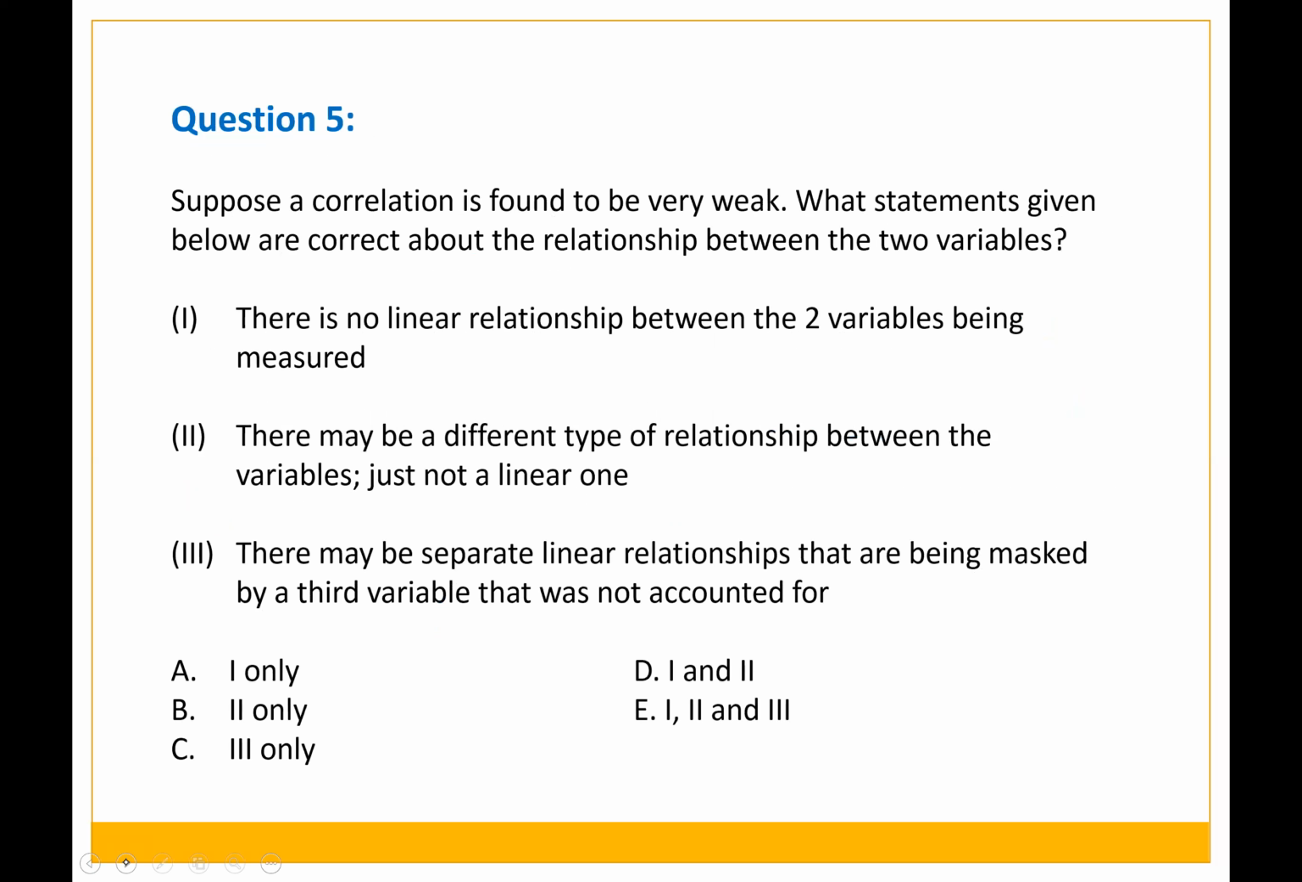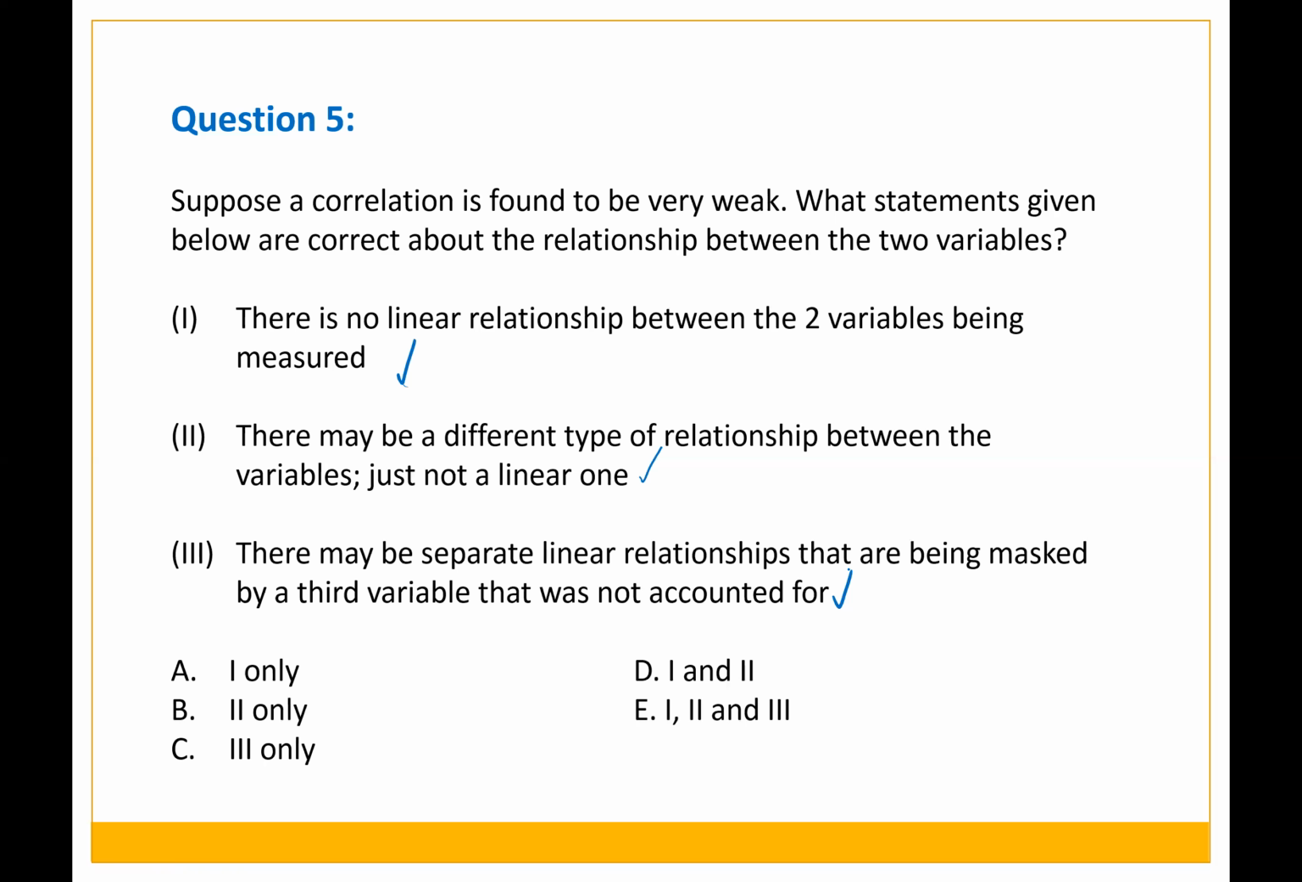1, there's no linear relationship between the two variables being measured. That might be right. There may be a different type of relationship between the variables, just not a linear one. That might also be correct. Yeah, if you find the correlations and it's using a linear model, then usually it's very weak. There may be separate linear relationships that are being masked by a third variable that was not accounted for. That makes sense as well.